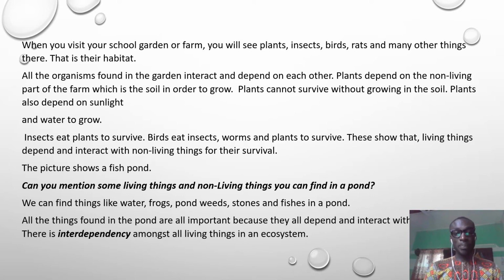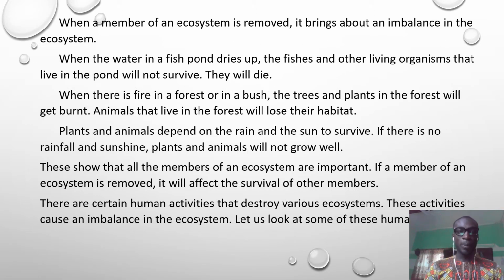There is interdependency amongst all living things in an ecosystem. So when a member of an ecosystem is removed, it brings about an imbalance in the ecosystem. When the water in a fish pond dries up, the fishes and other living organisms that live in the pond will not survive. Eventually, they will die.